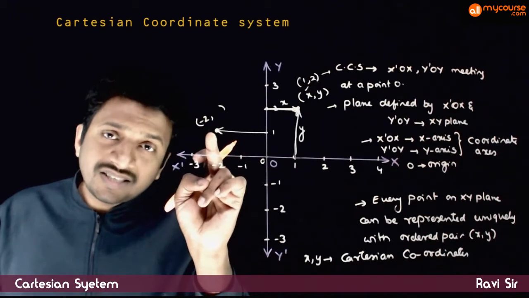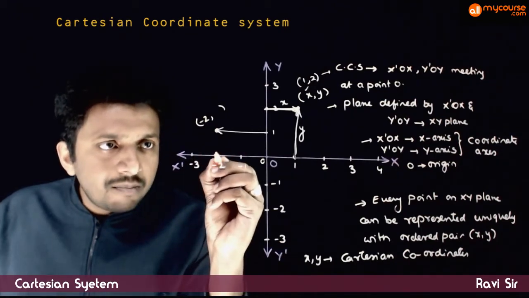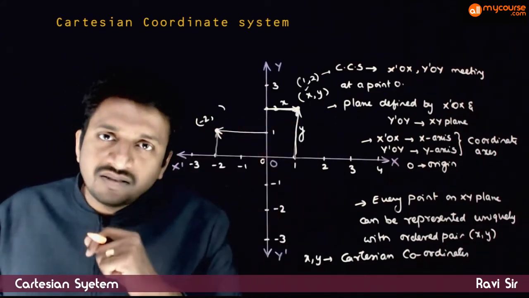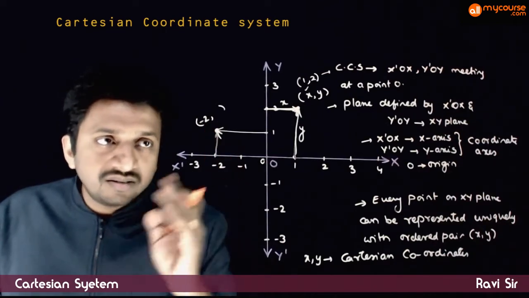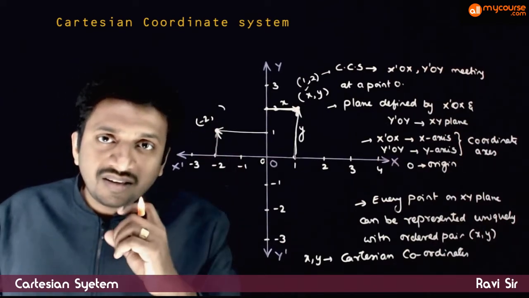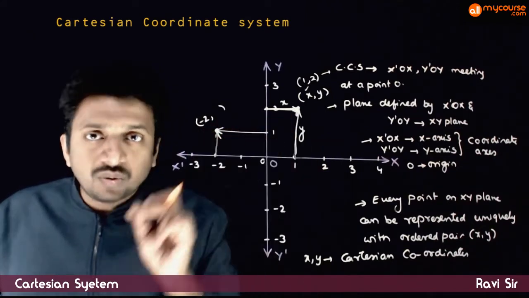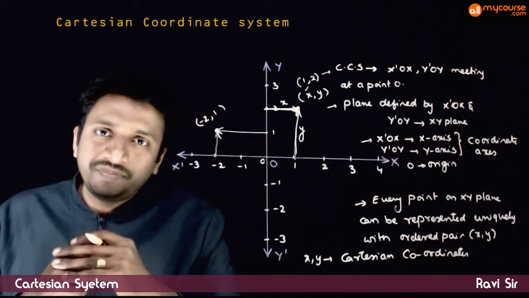Now, what is the distance of this point from x-axis? So start from x-axis, measure this distance. As you can see, this distance is exactly same as this distance. And this is the positive y direction. Hence, the length is 1 in the positive y direction. So the y coordinate will become 1.